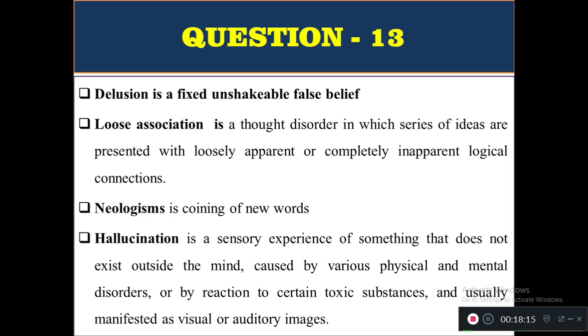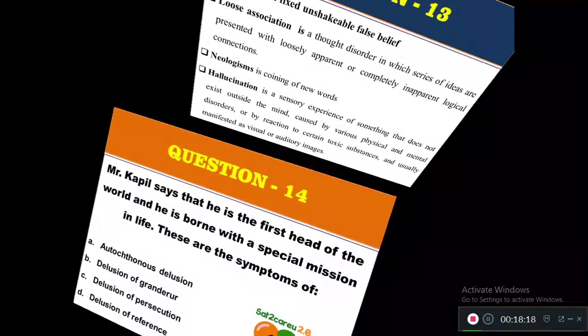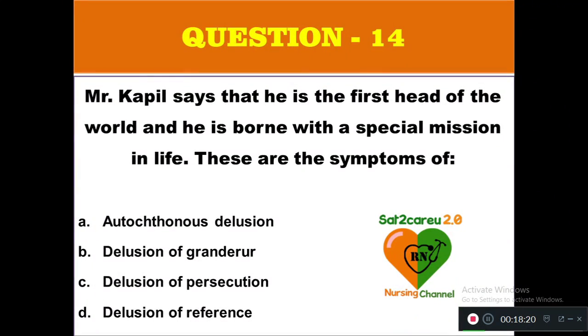Question number 14. Mr. Kapil says that he is the first head of the world and he is born with special mission in life. These are the symptoms of option A. Autochthonous delusion, B. Delusion of grandeur, C. Delusion of persecution, and D. Delusion of reference. The right answer is option B.